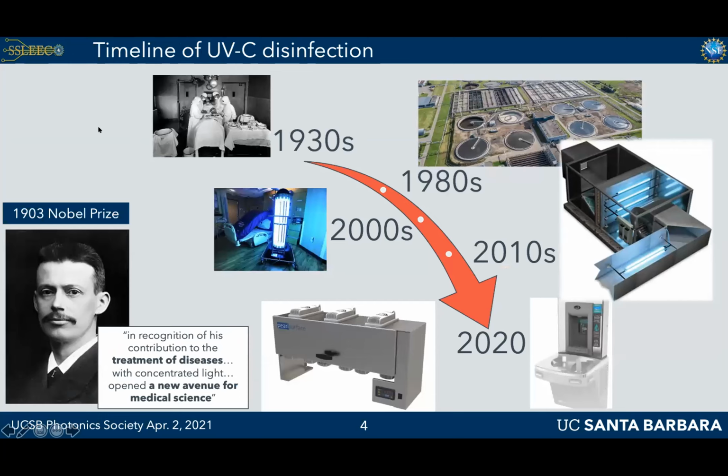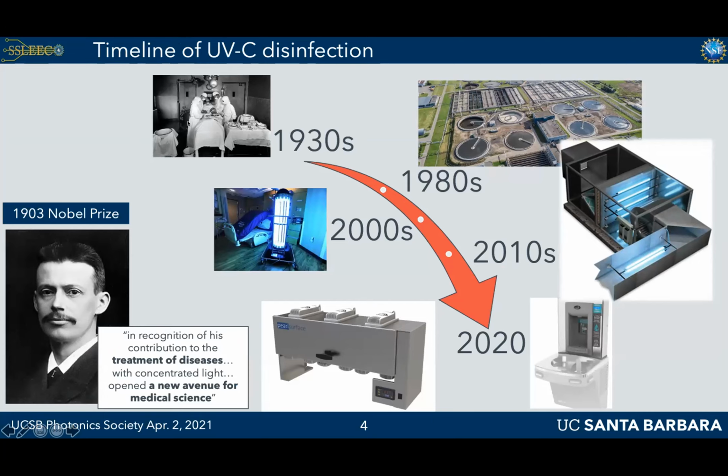A brief history of UVC disinfection. It's actually been around for a pretty long time. It was first discovered back in the 19th century and was awarded the 1903 Nobel Prize for realizing that UV radiation could be used, in this case, for treatment of diseases, but just for disinfection generally.